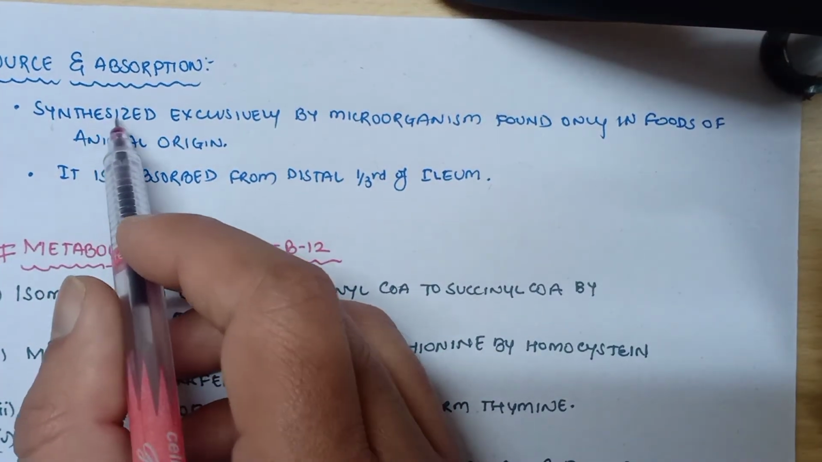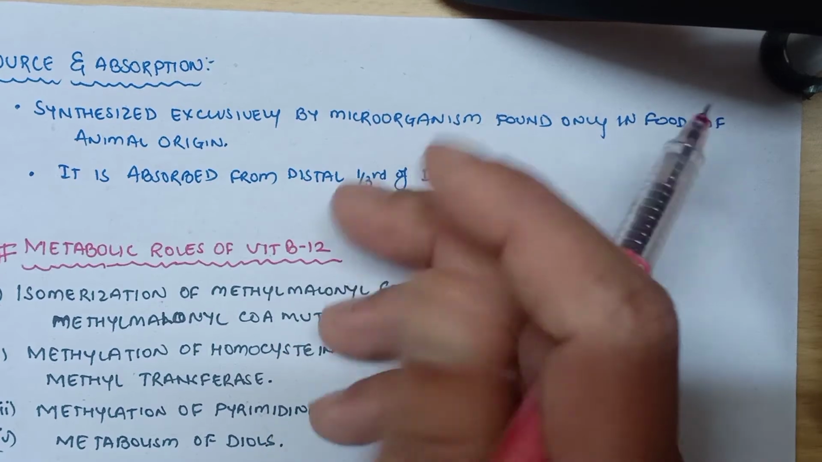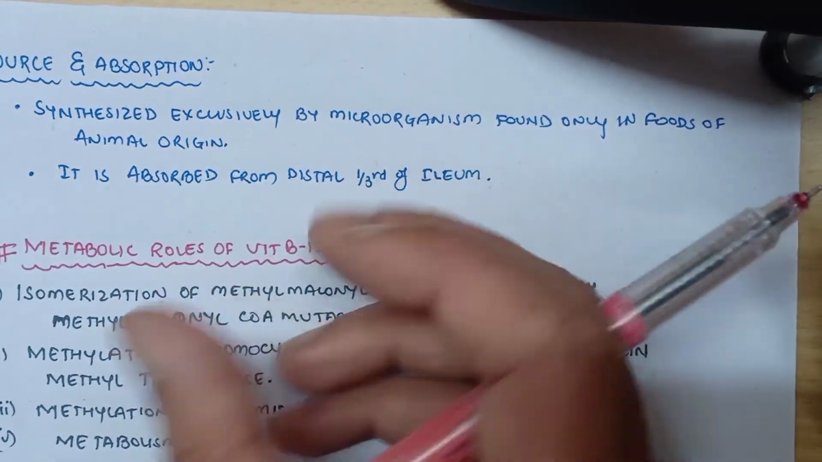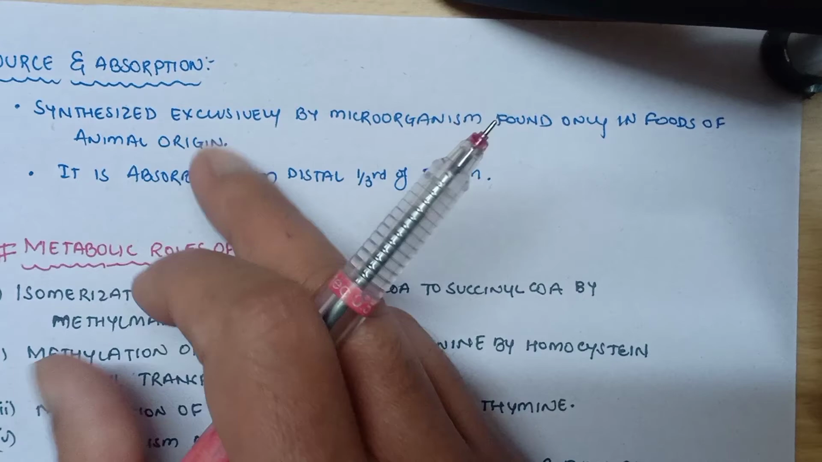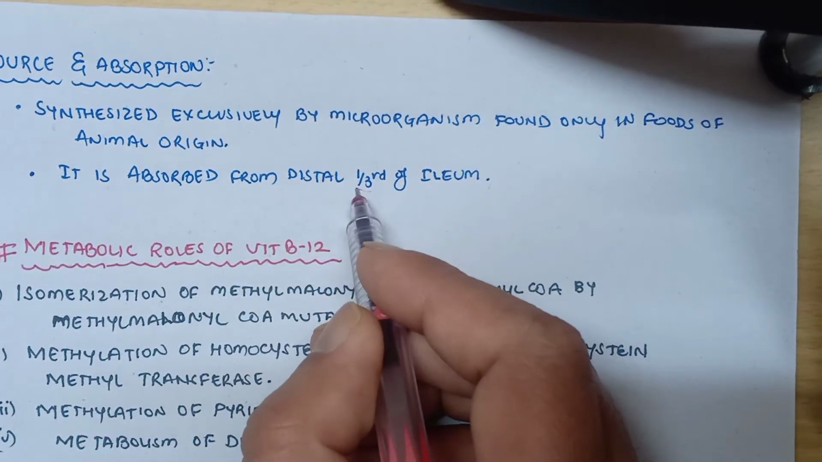Vitamin B12 is synthesized exclusively by microorganisms, and it is found in foods of animal origin, and it is absorbed from the distal one-third of the ileum.